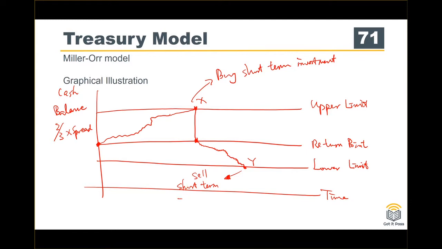To sell your short-term investment, and your cash balance, how much do you sell? It is 1/3 of your spread, to return to the return point, and then your business is going on. So here is the operation of the Miller-Orr model. I would like to show you how it works in the model.